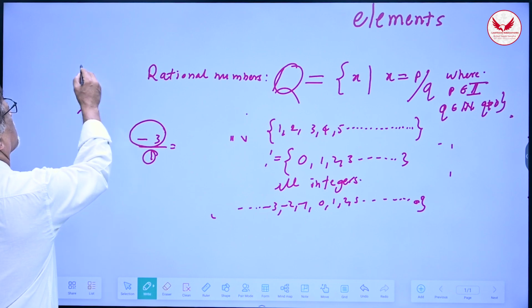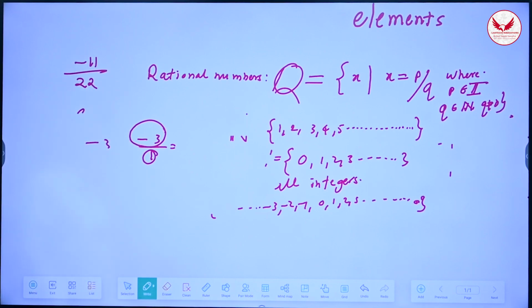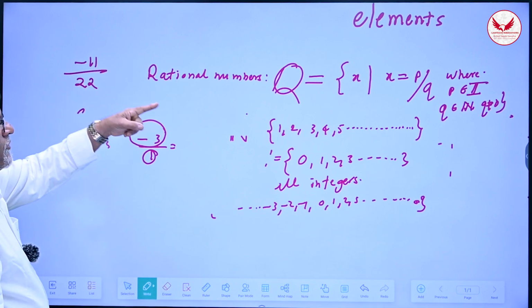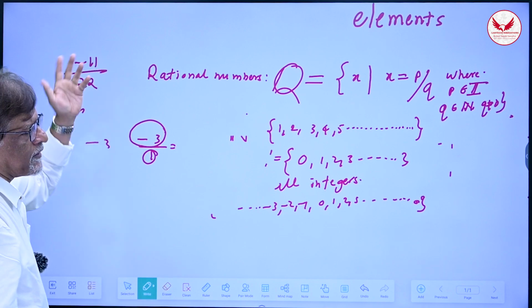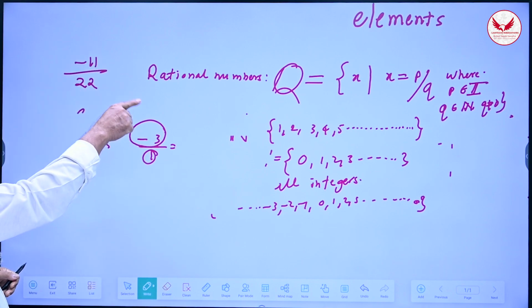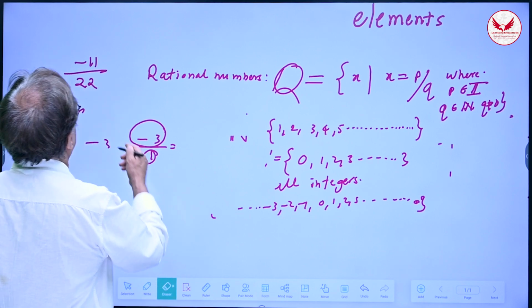If I write a number -11/22, is it a rational number? The numerator is an integer and the denominator is a non-zero natural number. Therefore, it is a rational number, right? So the criteria is very clear. Okay. So, that is the next set of numbers.